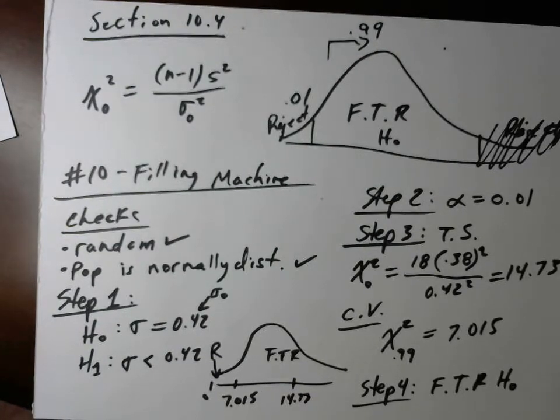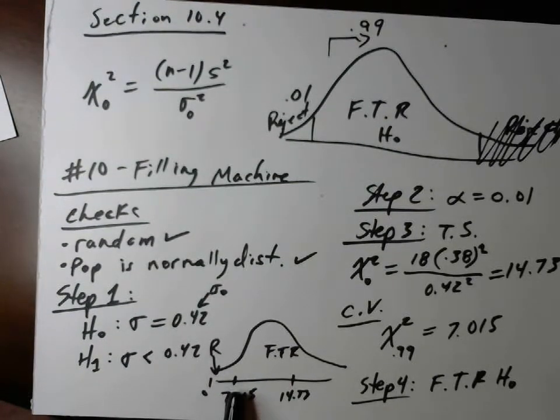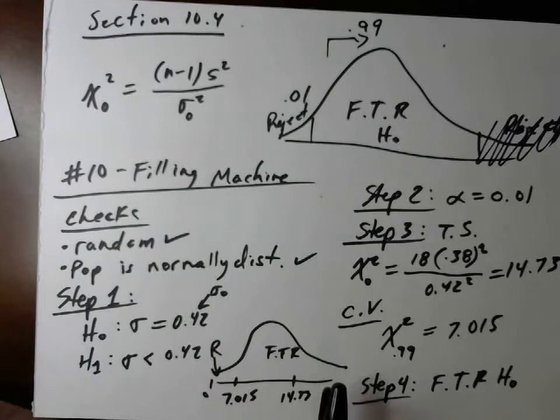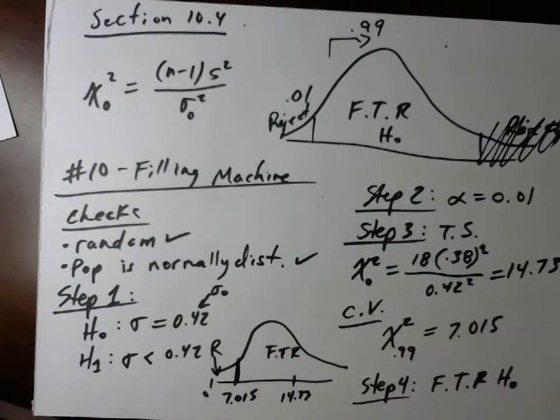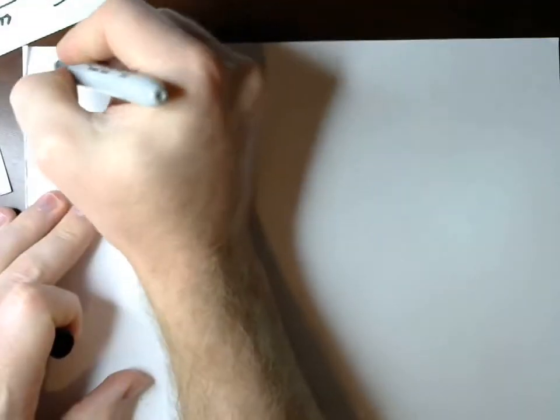So think about the picture and what region is the rejection region. As we can see, the test statistic is not located in the rejection region. It's located in the fail to reject region, and this is the boundary. Okay? So step 5, and I'll do it on a separate piece of paper. Step 5 is the conclusion.